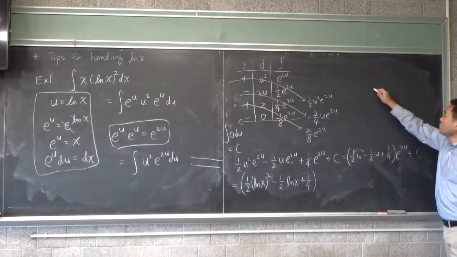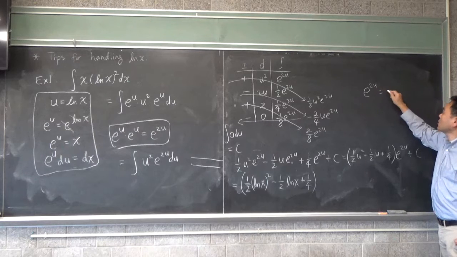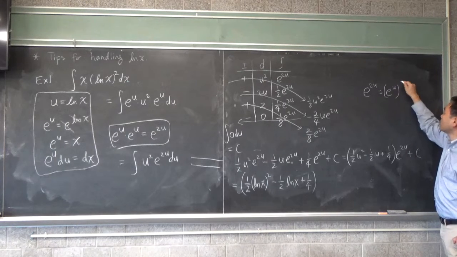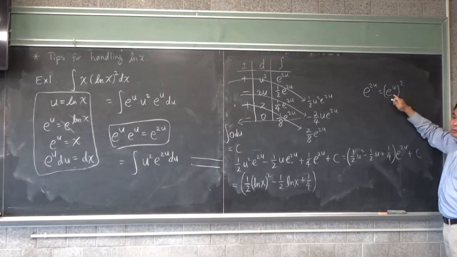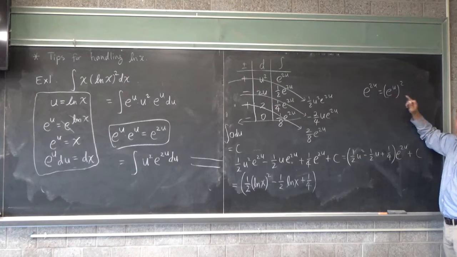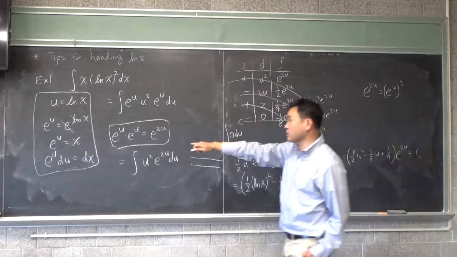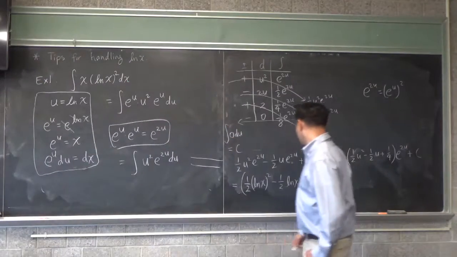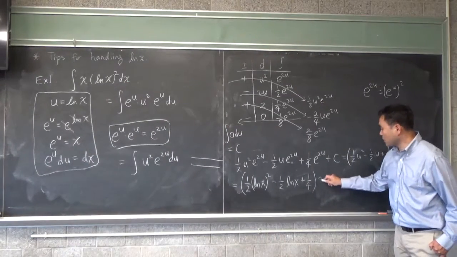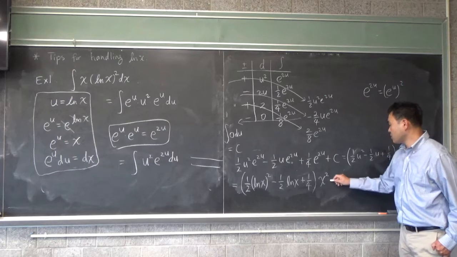And e to the 2u is e to the u squared, right? What's e to the u in terms of x? It says e to the u is x. Therefore, this must be simply x squared plus c. Done.